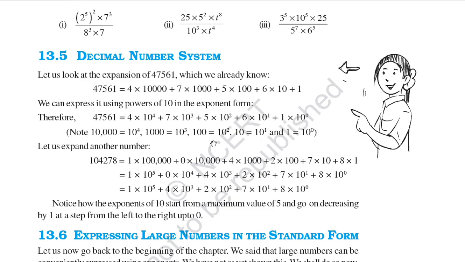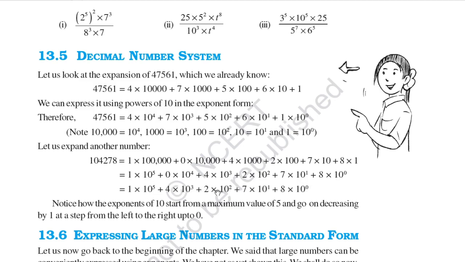Let us expand another number. Here is another number, 104278. So here 1 into 1 lakh plus 0 into 10,000, because here it is 0, 4 into 1000, 2 into 100 plus 7 into 10 plus 8 into 1. Now you can write: there are 5 zeros, so 1 into 10 to the power 5, 0 into 10 to the power 4, 4 into 10 to the power 3, 2 into 10 squared plus 7 into 10 to the power 1 plus 8 into 10 to the power 0. So you can write it like this.